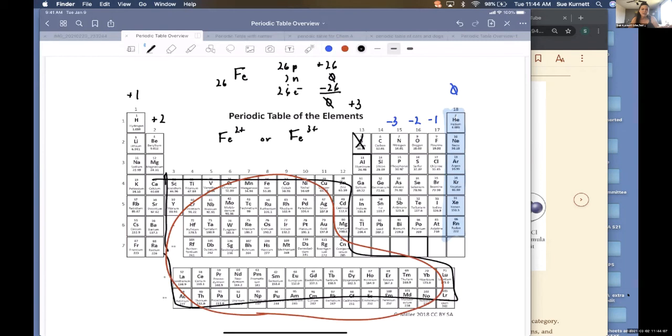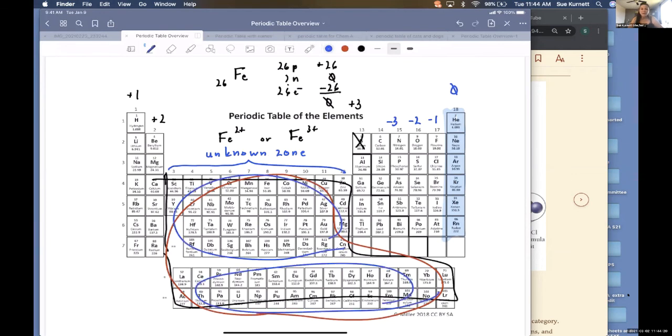For now, we just need to know that the elements, the metals that are in the unknown zone, the transition metals here and the inner transition metals there, they don't have a charge we can predict at this point. They have a charge that we just have to know. So because iron forms 2 kinds of cations, we have to tell people which one we're talking about when we name things. So I'm going to put iron together with fluorine here.